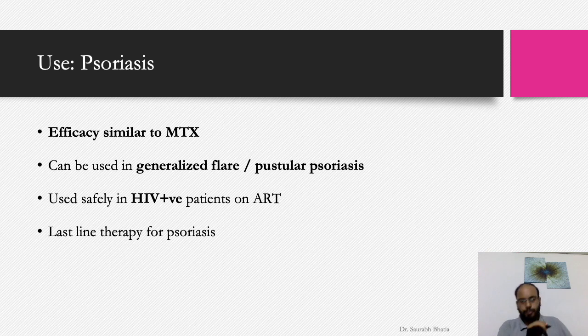Now, just a few additional points regarding the use of MMF in various disorders. In psoriasis, the efficacy is found to be similar to methotrexate. It can be used in generalized flare or pustular psoriasis, but remember that MMF takes some time to act. It's better to control the disease activity by using a faster immunosuppressive like cyclosporin, and then maintain the patient on MMF. There have been reports of its use in HIV positive patients who are retropositive and taking ART. If they also have psoriasis or any other disorders from the list, MMF can be safely used.